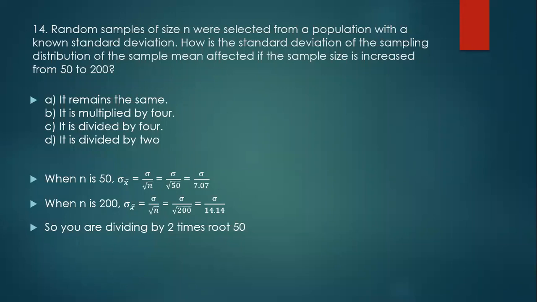What they were asking us is how the sampling distribution would be affected by increasing the sample size. So we're now dividing by 2. As I said, we're dividing by 2 times the root of 50, because root 50 is 7.07, and 7.07 times 2 is going to give us 14.14. So that's why I say it is divided by 2.